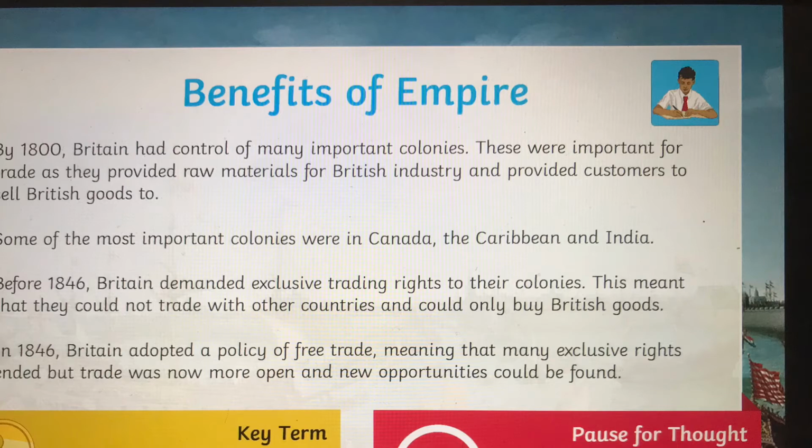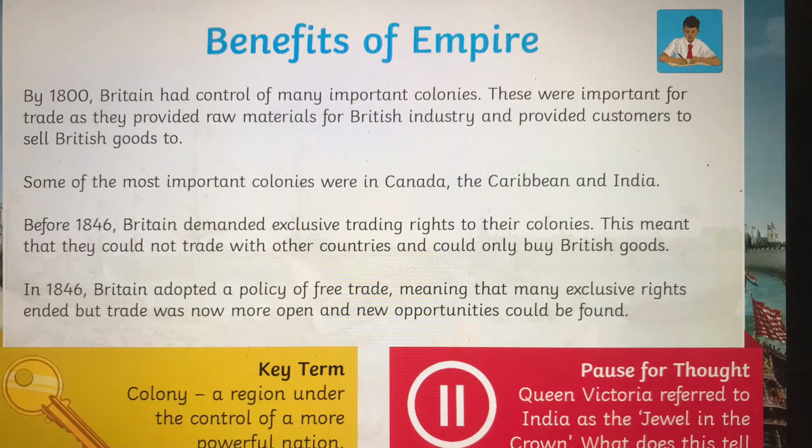Some of the most important colonies were Canada, the Caribbean, and India. The United States was a huge trade partner before they became independent in 1776. Before 1846, Britain had exclusive trading rights to these colonies. This meant that they could not trade with other countries and could only trade with Britain. In 1846, Britain adopted a policy of free trade, meaning that many exclusive rights ended, but trade was now more open and new opportunities could be found all around the world.